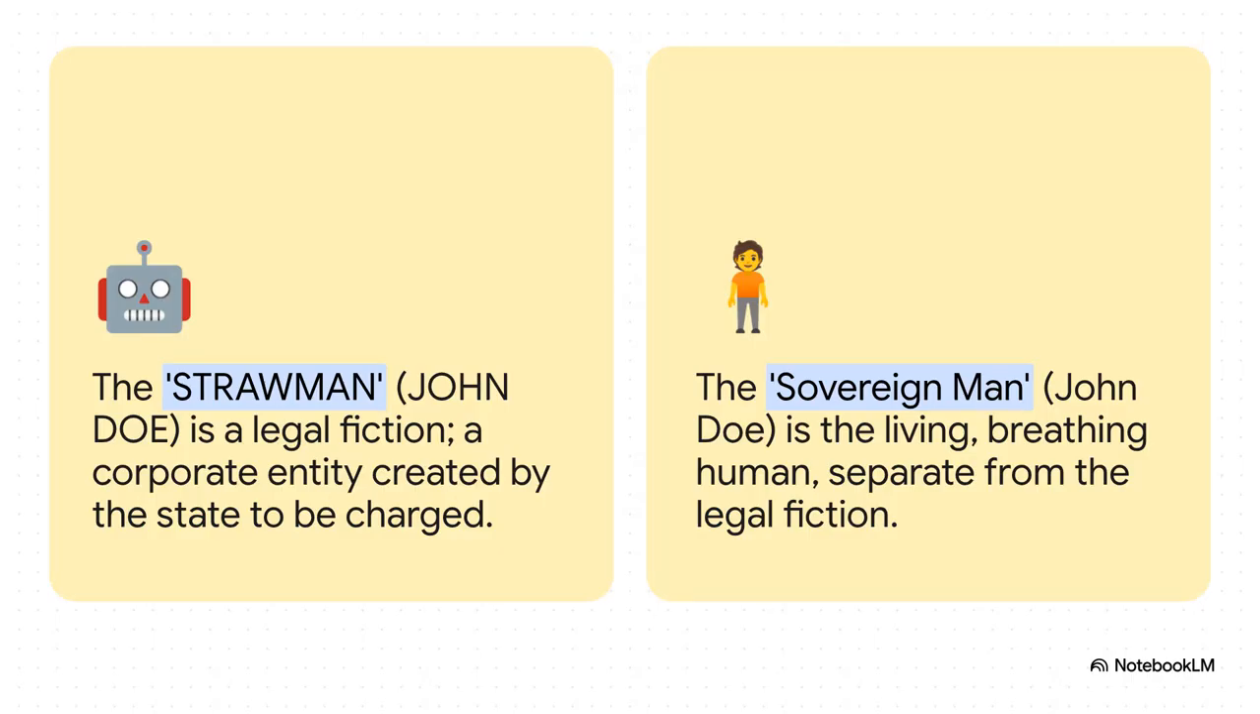And that brings us to a huge pillar of this worldview, the straw man theory. So stick with me here. The idea is that your name, when it's written in all capital letters, like John Doe, isn't actually you. It's a legal fiction, a corporate entity created by the state. The living, breathing person, John Doe, is totally separate. The argument is that the court only has jurisdiction over that corporate fiction, not over the real human being.